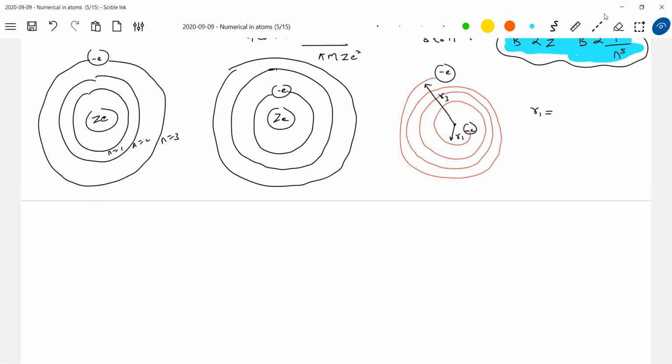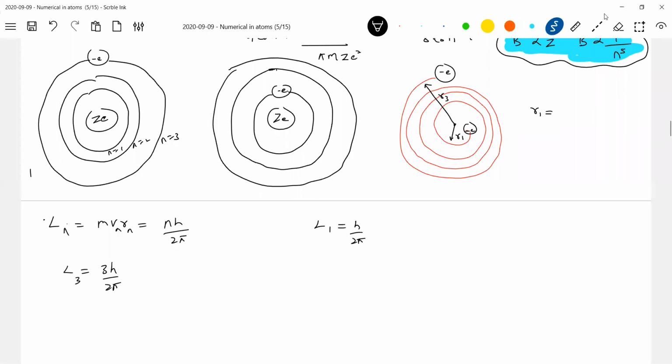So now a few things like angular momentum. What is the angular momentum? We know angular momentum L3 is equal to mvr, and this is equal to nh by 2 pi, the angular momentum in the nth Bohr orbit. So in the third orbit it should be 3h by 2 pi. Finally, when it lands in the first orbit, this should be h by 2 pi.